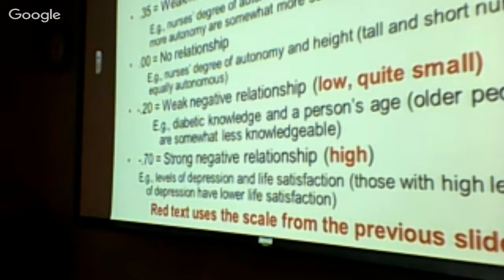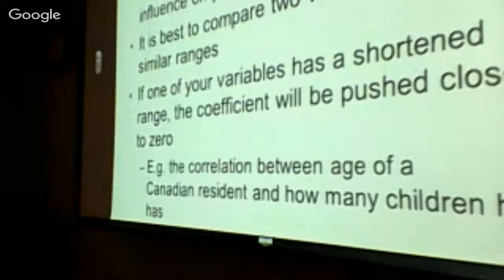So there's no relationship. Here we have a diabetic person's knowledge and their age. Older people are somewhat less knowledgeable than younger people. Minus 0.2 relationship. So it's a low correlation and it's negative. The older you are, the less likely you are to know about diabetes, but it's not a strong relationship. And so forth. We won't go through all of these.